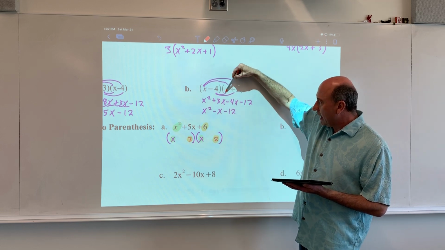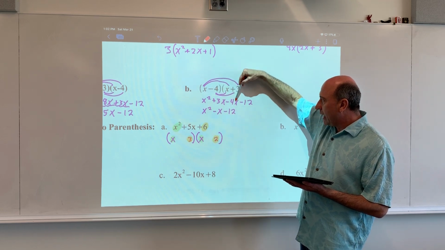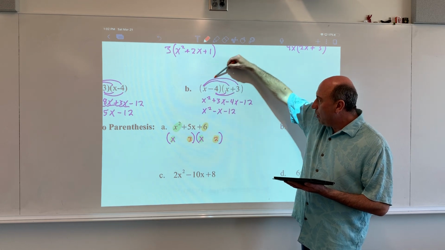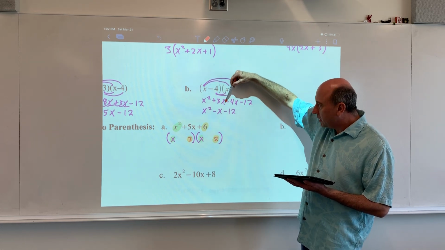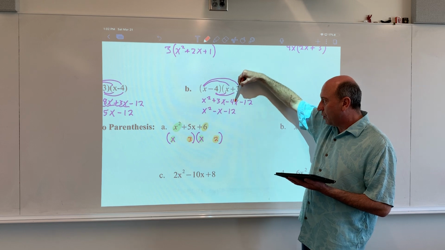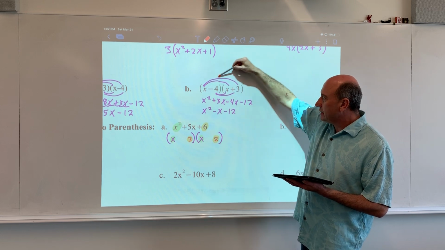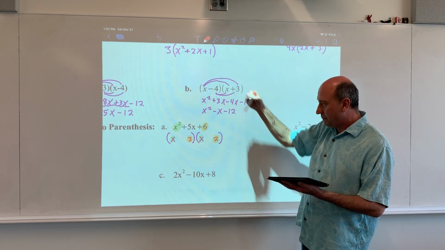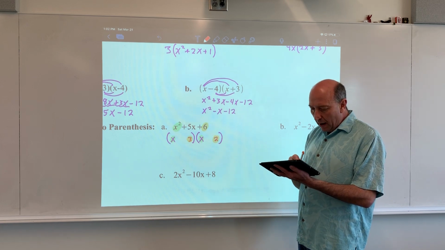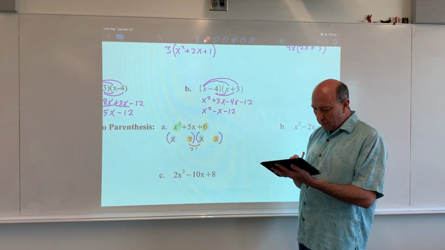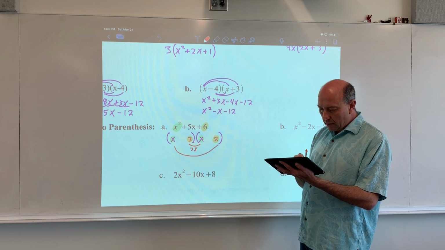It came from the inner 4 times x plus the outer 3 times x. 3x plus a negative 4x, or 3x minus 4x. So it's the inner plus the outer added together. So in our problem, we have 3x and 2x.